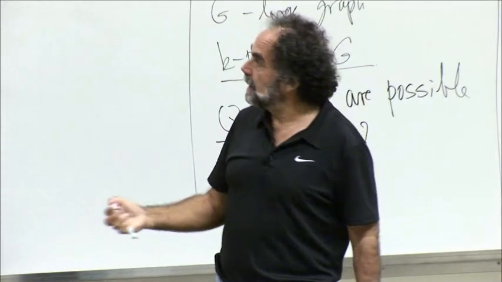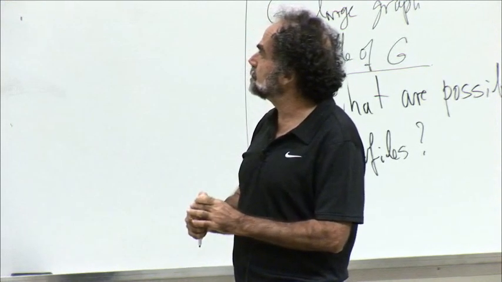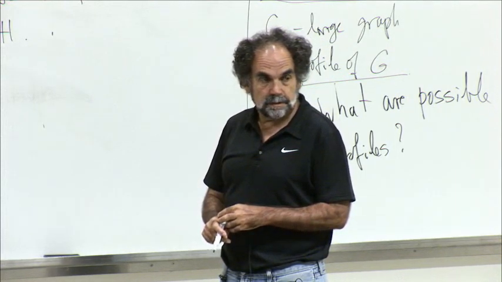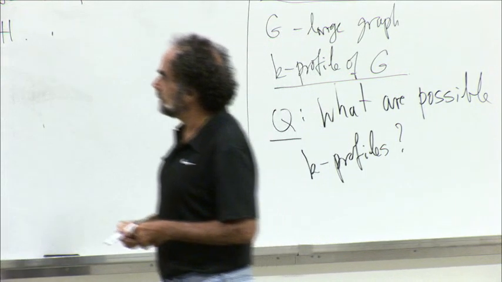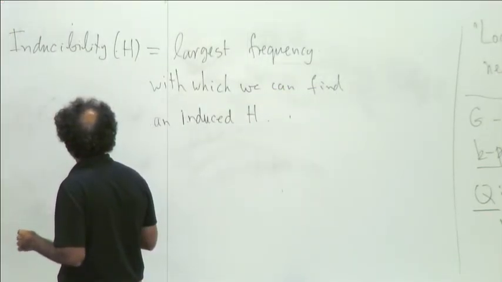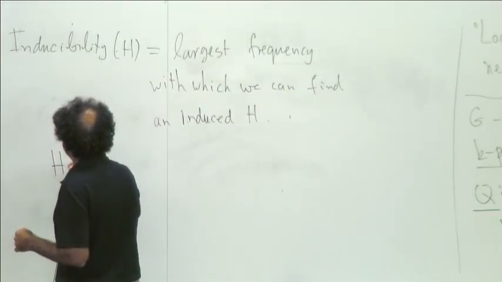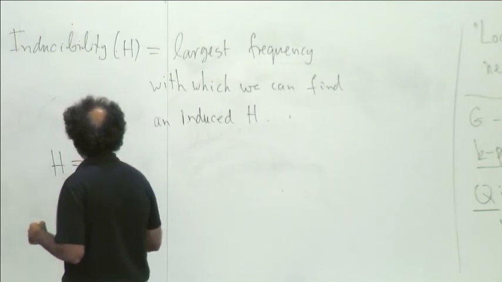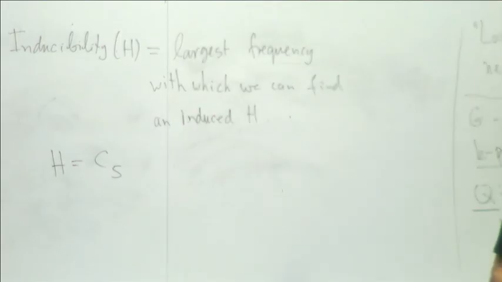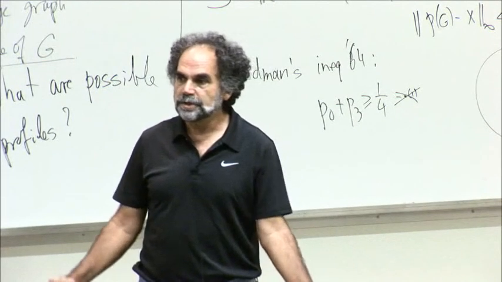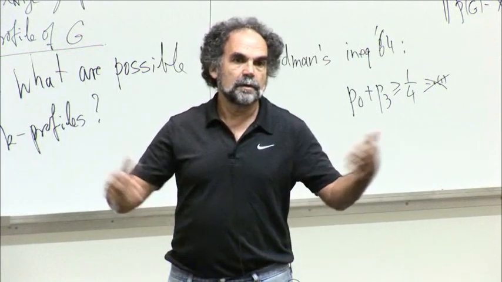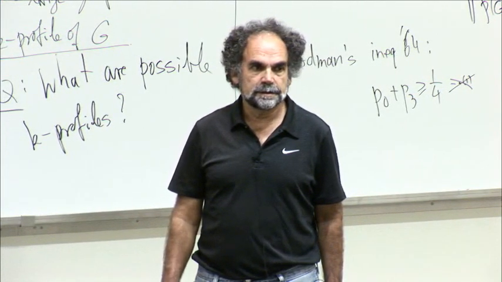And there are certain graphs for which we know this, but mostly we don't. So here is a nice example. I don't know how much I will be able to cover the details of this, but let's say H is a C5. Which graph has the most induced C5s among all big graphs? What would you do? What would you guess?